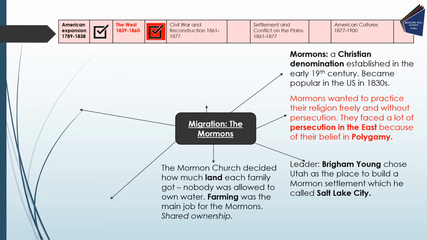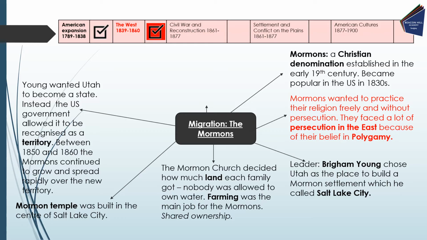The Mormon Church decided how much land each family got. Nobody was going to be allowed to own their own water, and farming was the main job for the Mormons. It's this idea of shared ownership, so everybody is contributing to the well-being of everybody else. We have the Mormon Temple, which was built in the centre of Salt Lake City, indicating its importance.